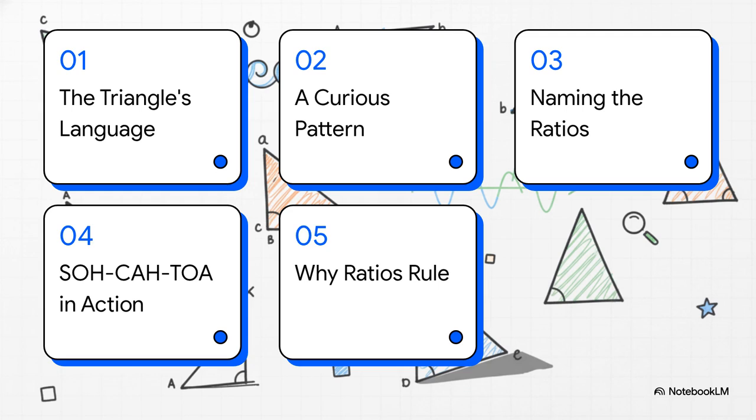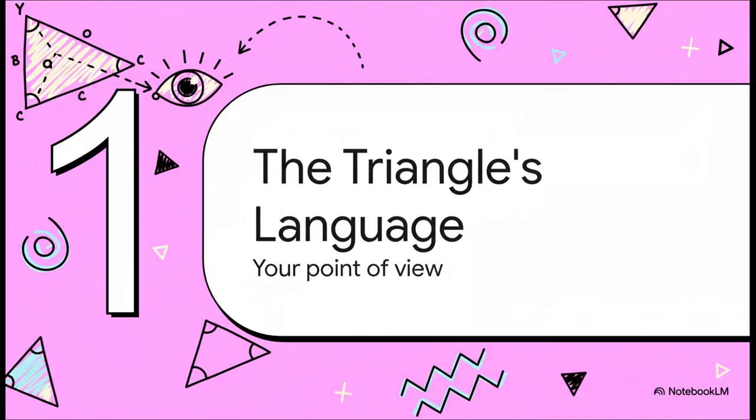Here's our plan. We'll learn the language of the triangle, find a really cool pattern, give those patterns names, put it all into practice with some solid examples, and then we'll wrap up with why this whole idea is such a game changer. First up, we need to learn how to talk about a right triangle. And you're going to see pretty quickly that it all comes down to your point of view.